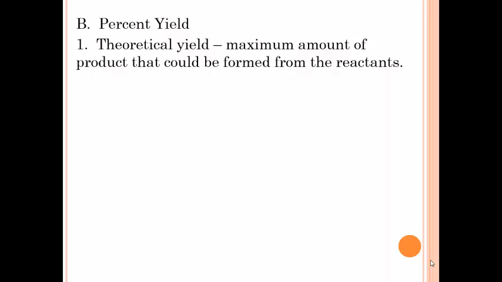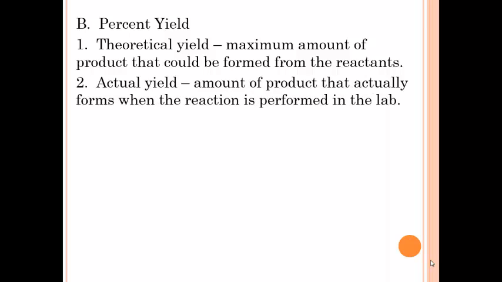One of them is our theoretical yield. This is the maximum amount of product that could have been formed from the reactants. And you would get a theoretical yield by actually doing the math, looking at a balanced equation, looking at how much reactant you put into the experiment, and looking at how much product you could have made, how much you should have made. And then we have our actual yield, and this is the amount you truly do get when you perform the lab.